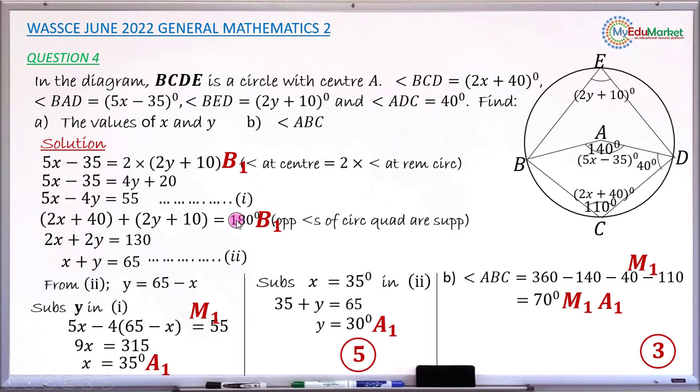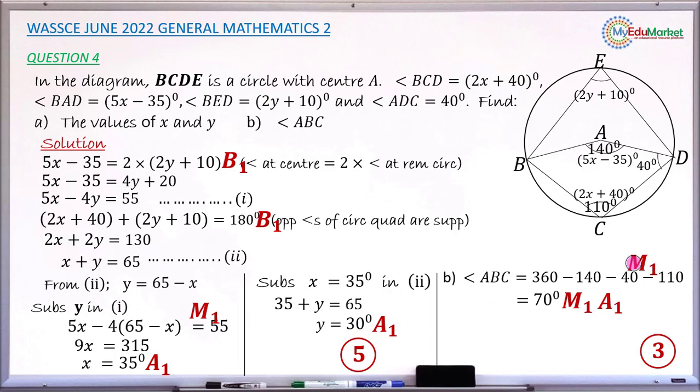In attempting to solve these two equations simultaneously using any of the correct methods, you have this method 1 mark. So when you have the value of x as 35 degrees exactly, you have this accuracy 1 mark. The next mark is another accuracy 1 mark. When you have y equals 30 degrees correctly, you have this accuracy 1 mark. So question number A has 5 good marks.